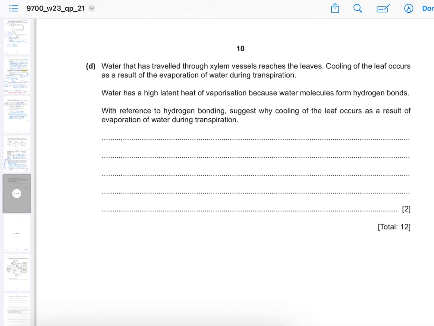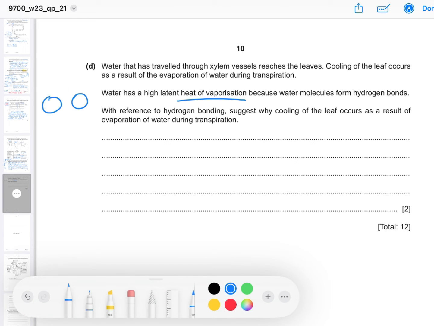Part D. Water that has traveled through xylem vessels reaches the leaves. Cooling of the leaf occurs as a result of the evaporation of water during transpiration. Water has a high latent heat of vaporization because water molecules form hydrogen bonds. During vaporization, bonds between liquid water molecules will break down to produce water vapor, and this will require energy. And because these bonds are hydrogen bonds, meaning strong bonds, this will require a lot of energy to break bonds between liquid water molecules to form water vapor during transpiration.